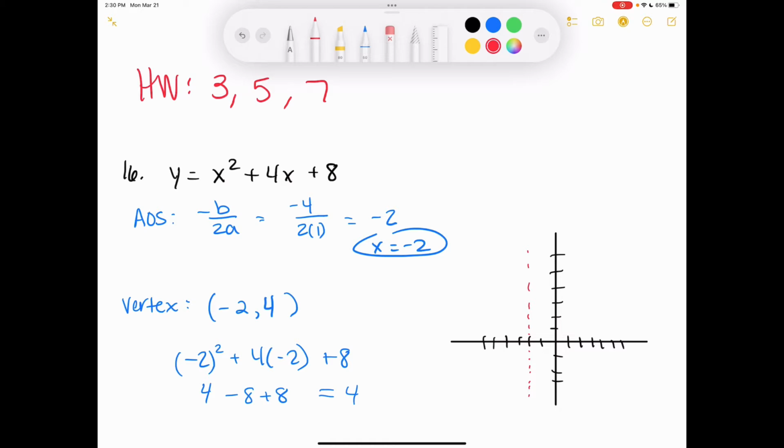Your vertex is at the point negative 2 and 4. So negative 2 and up to the 4. And we put that point on our axis of symmetry. Pretty easy so far, right? Now, I'm going to need to extend this up a little farther than where I have it. So then the easiest thing to do, I need to find the other points.